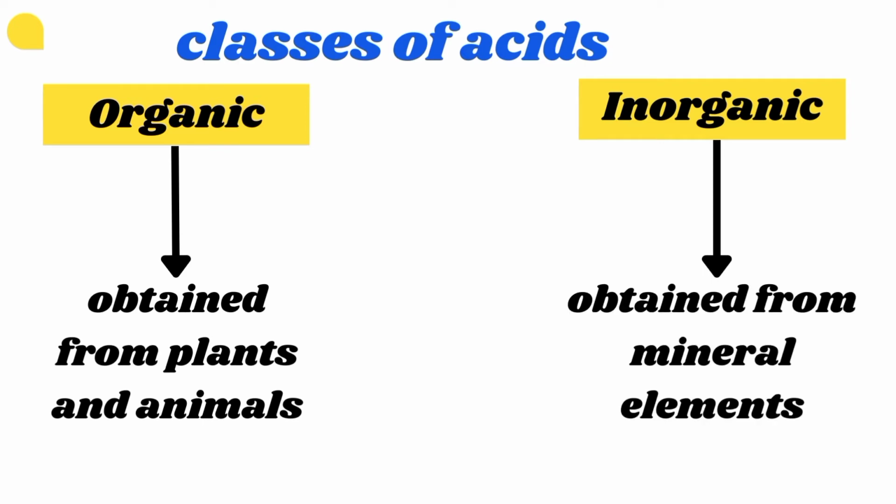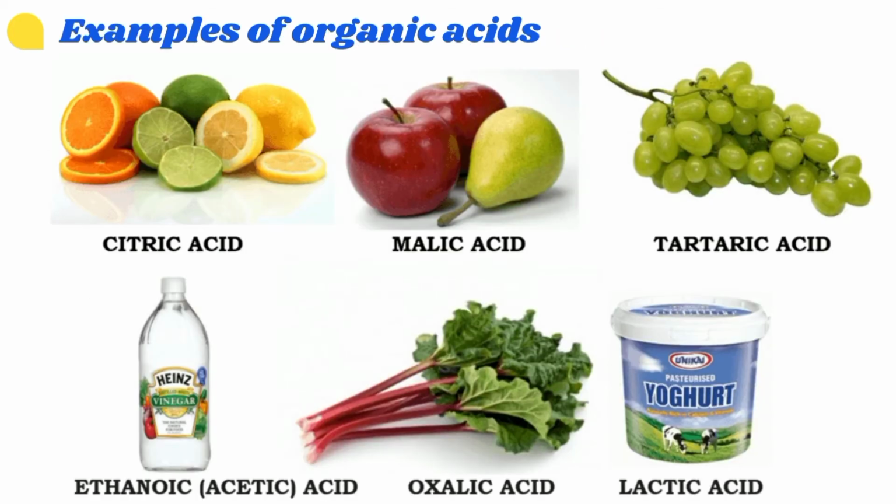Inorganic acids, on the other hand, are obtained from mineral elements or inorganic matter. So we'll be looking at some examples of organic acids as well as inorganic acids.